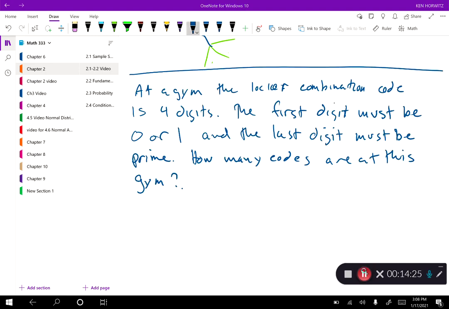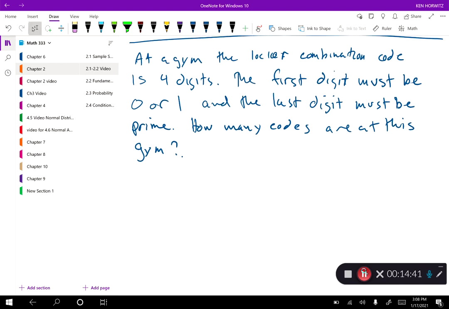All right, so here's the next example. At a gym, the locker combination code is 4 digits. The first digit must be a 0 or a 1, and the last digit must be prime. How many codes are at this gym? All right, well, if the first digit must be a 0 or a 1, that means for the first digit, there are only 2 possibilities.